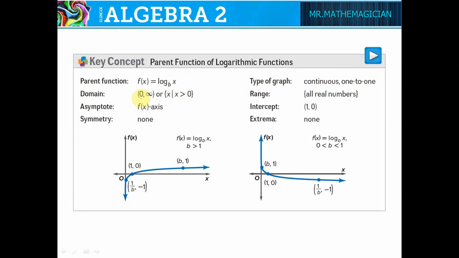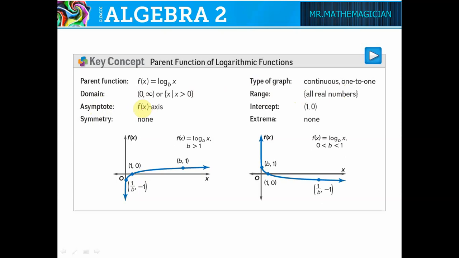The domain will be from 0 to infinity, means log will not accept 0, log will not accept any negative number, x must be always greater than 0. The range could be all real numbers, as you can see, or according to the y-axis, it's from negative infinity to positive infinity in both cases. So the range is all real numbers.